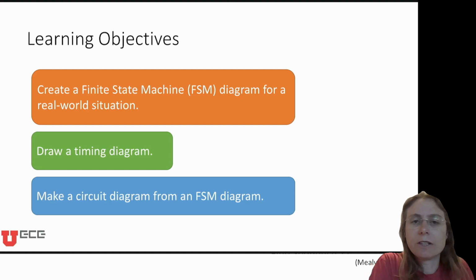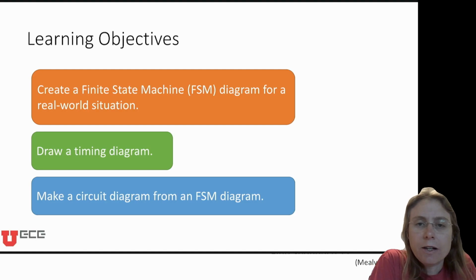Hi, this is Professor Verkler from the University of Utah, and this is lecture 4-6 for ECE 1220. Today we are going to learn about drawing finite state machine diagrams for sequential logic. We'll practice drawing timing diagrams, and then we'll learn how to create a circuit from a finite state machine diagram. And I think that last part will be in a second video.